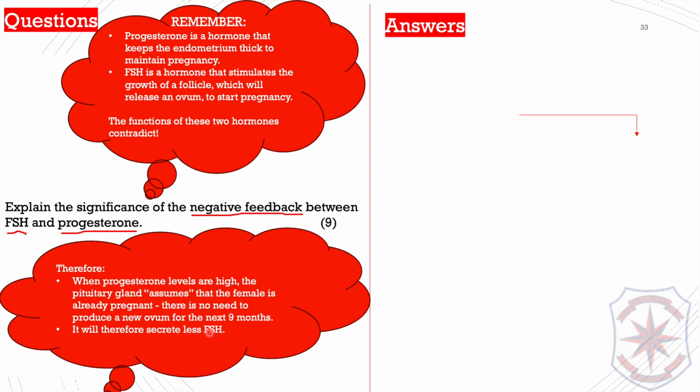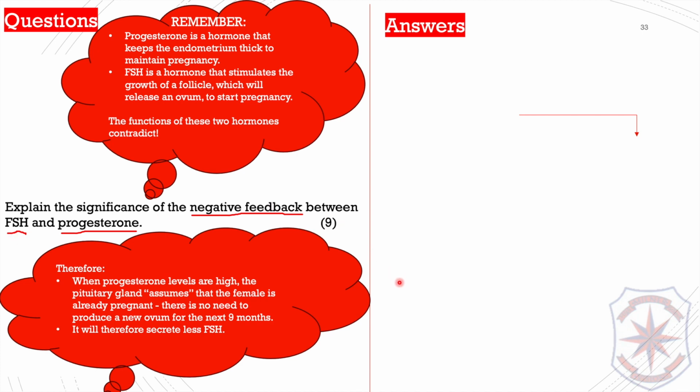It will therefore secrete less FSH. So when progesterone levels are high, they inhibit the pituitary gland from producing FSH. When the blood passes through the pituitary gland, it will pick up that the woman has a lot of progesterone, therefore it will assume that the woman is pregnant and not produce FSH. The term inhibit means to stop or to prevent.